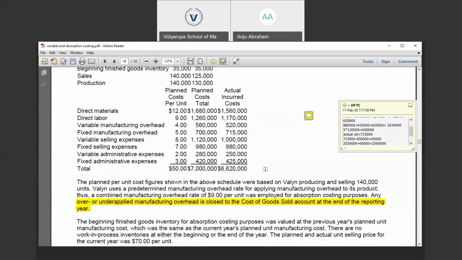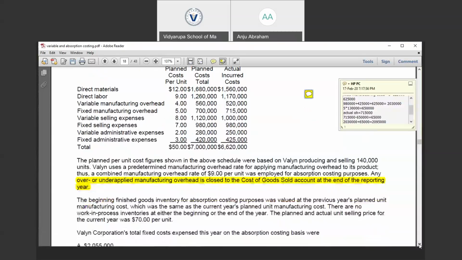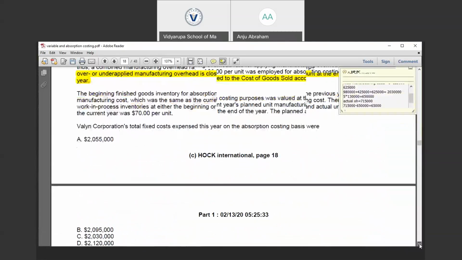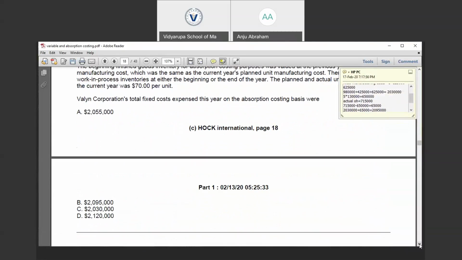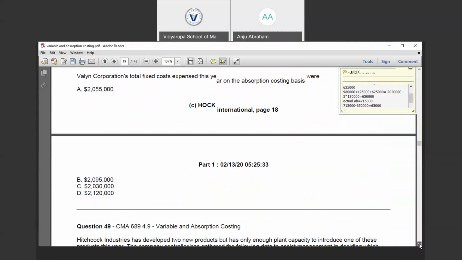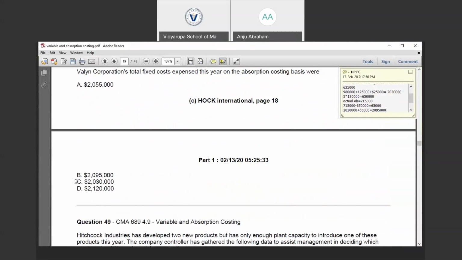2,095,000. So the actual total expenses incurred in this particular period equal the fixed manufacturing overhead and the fixed non-manufacturing overhead along with the underapplied or overapplied overhead if there is any. So option B is going to be the answer. So are you clear with the explanation?